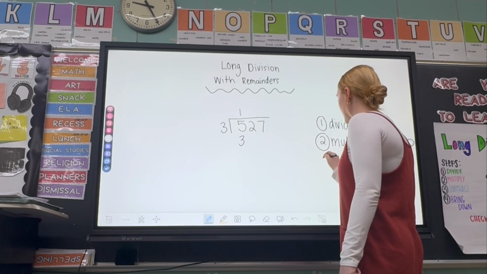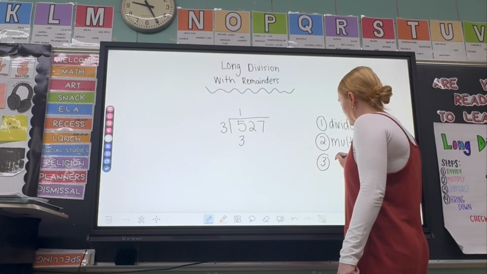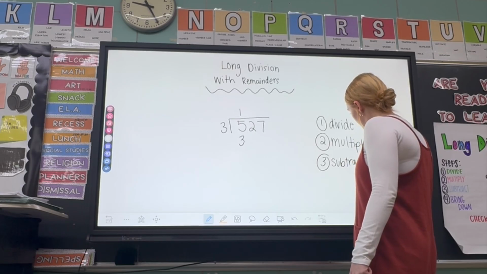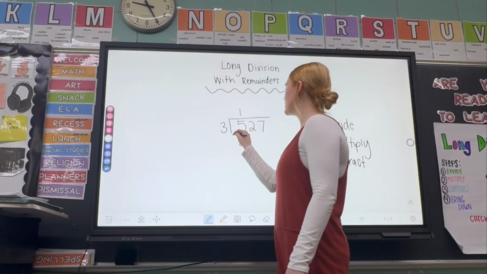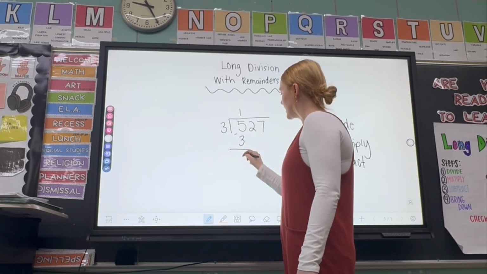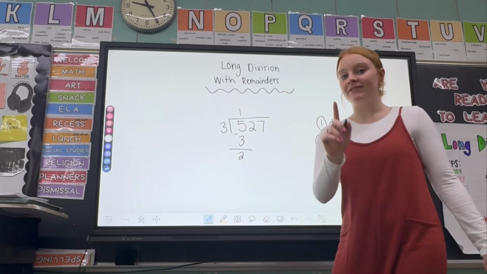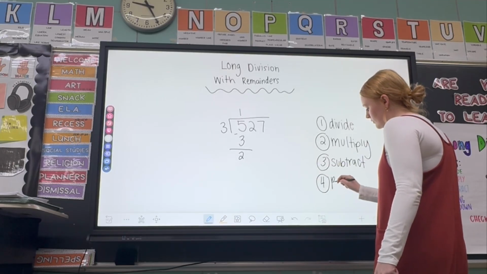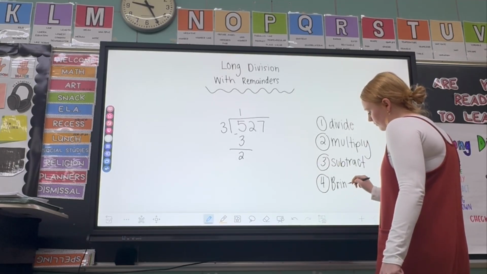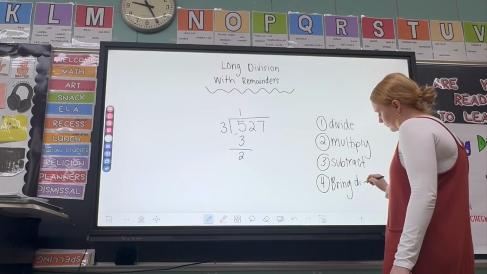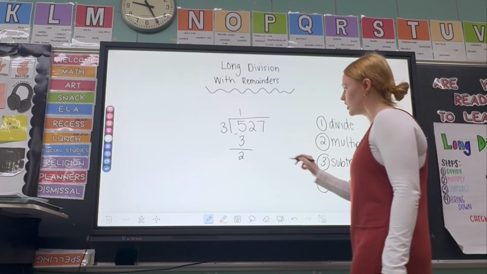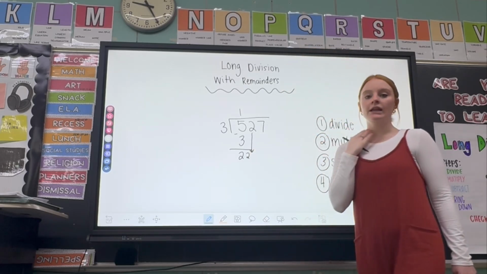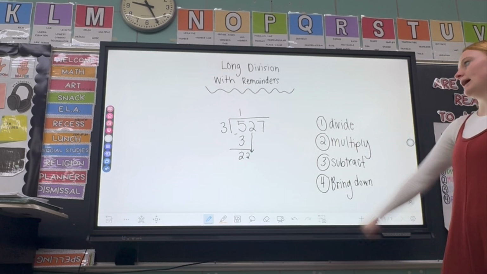After I multiply, my step 3 is to subtract. So I'm going to do 5 minus 3, and I'm going to get 2. My final step is to bring down. So I'm going to draw my little arrow and bring down a 2. Now I go all the way back up to step 1 and I'm dividing.